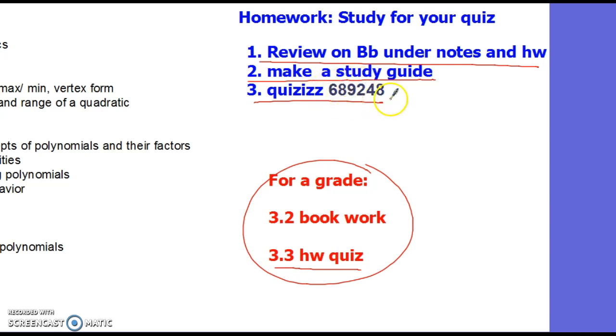There's a quizzes code, and you can look up more videos on YouTube. You can go to Khan Academy. You can look up worksheets online. There's a lot of good stuff out there. So use the internet, use your resources, and if you need help, reach out to me.